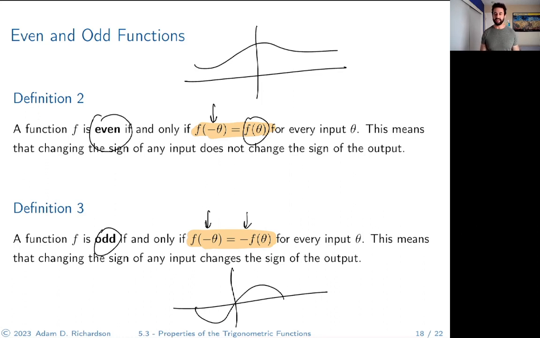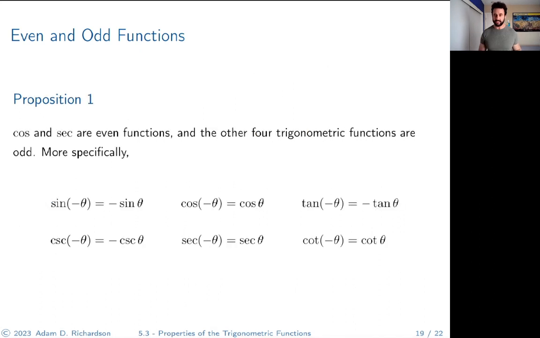For now, the big idea is, if you change the sign of the input, does that change the sign of the output or not? If it doesn't change the sign of the output at all, you've got an even function. If it makes the sign of the output the opposite, you've got an odd function. So altogether, for our trigonometric functions, we get this. Cosine and secant are even functions, and the rest of them are odd functions.